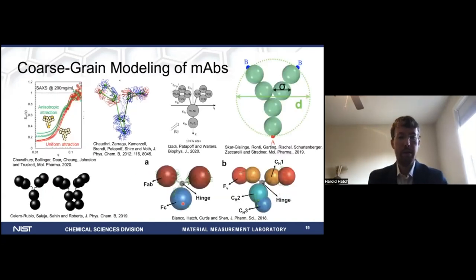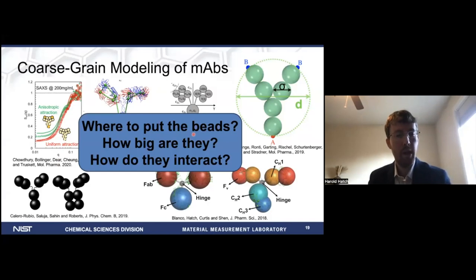So just to briefly review some of the coarse grain models that have already existed in the literature, this is the one I just described. You can see that there's a lot of different coarse grain antibody models in the literature, and these are really great models. They've been used to compare with experiments, and they've been hand tuned for particular antibodies, and they take really a lot of effort from talented scientists to parameterize these, because you have a lot of these questions like, where do you put the beads? How big are they? How do they interact, right?